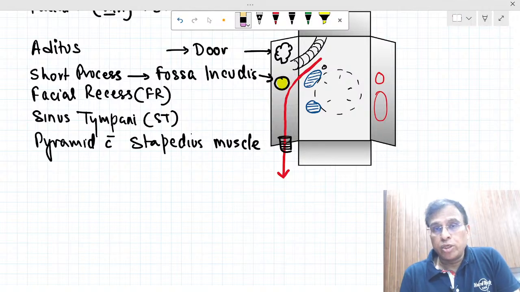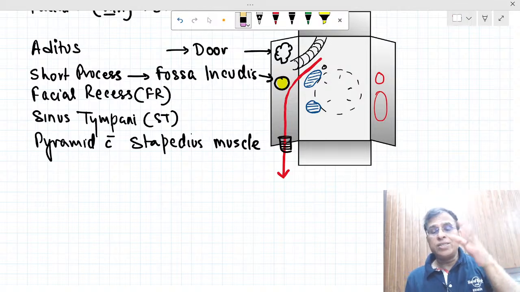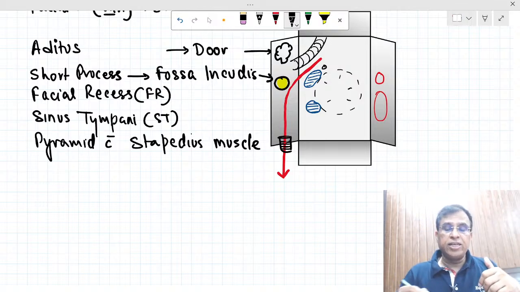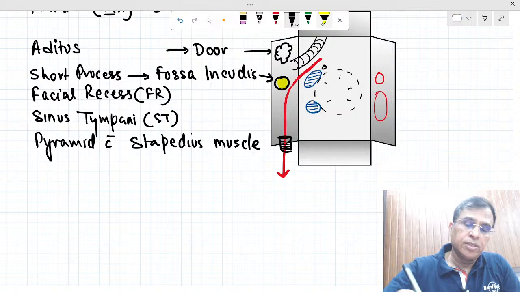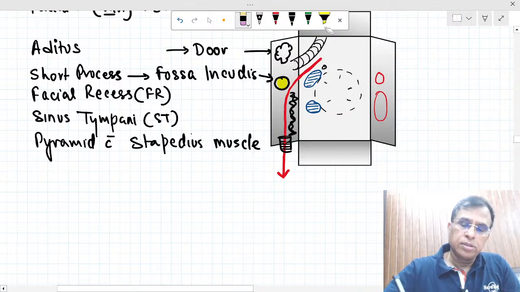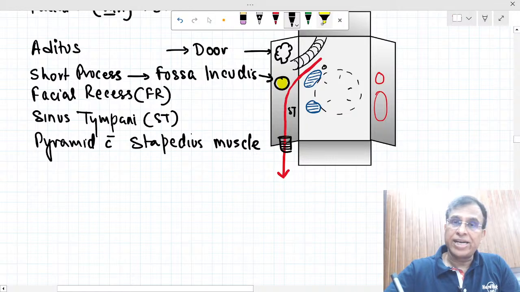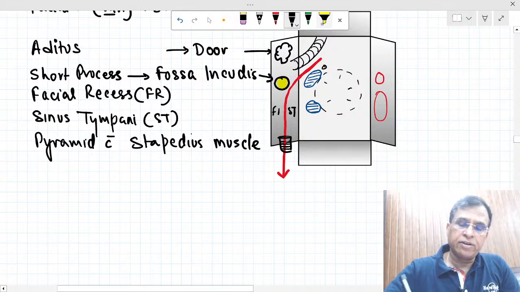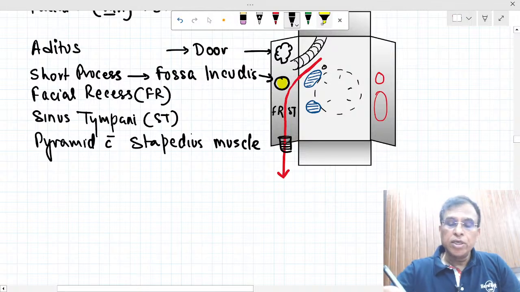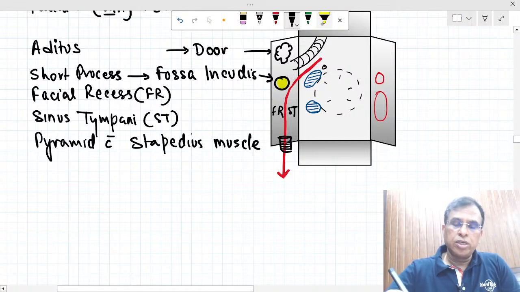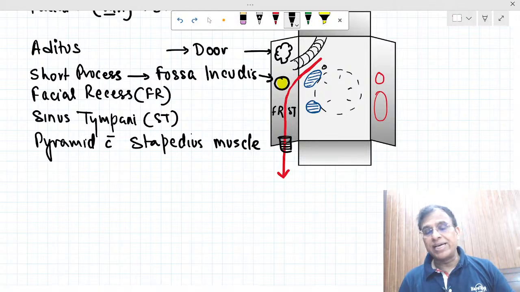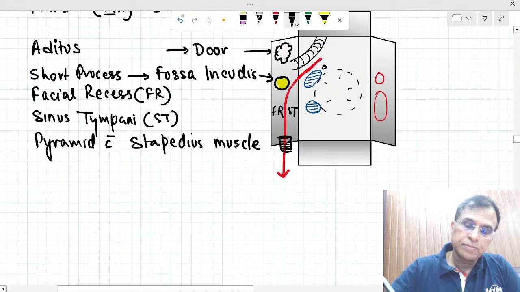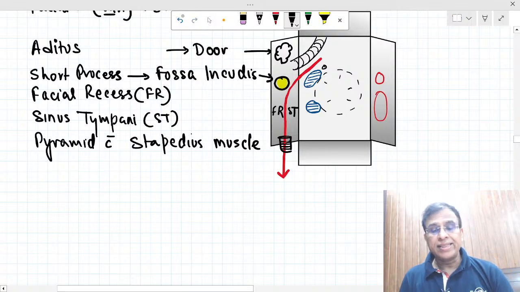Look at the facial nerve on the posterior wall. It is going vertically down. Now one side of the facial nerve is the sinus tympani, ST, and the other side is the facial recess, FR. So this whole area is called the ST area, sinus tympani, and the opposite side, this whole area, is called the FR area, the facial recess area. So basically you can see on the posterior wall, your facial nerve is separating the facial recess from the sinus tympani, right? And then there is a pyramid.